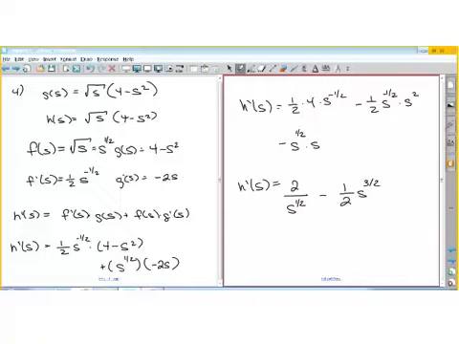And then here we add them. And remember, we have an exponent of 1 there. So 1 plus 1/2 is also 3/2. So we get plus, or it's minus, sorry. So you get minus s to the 3/2.